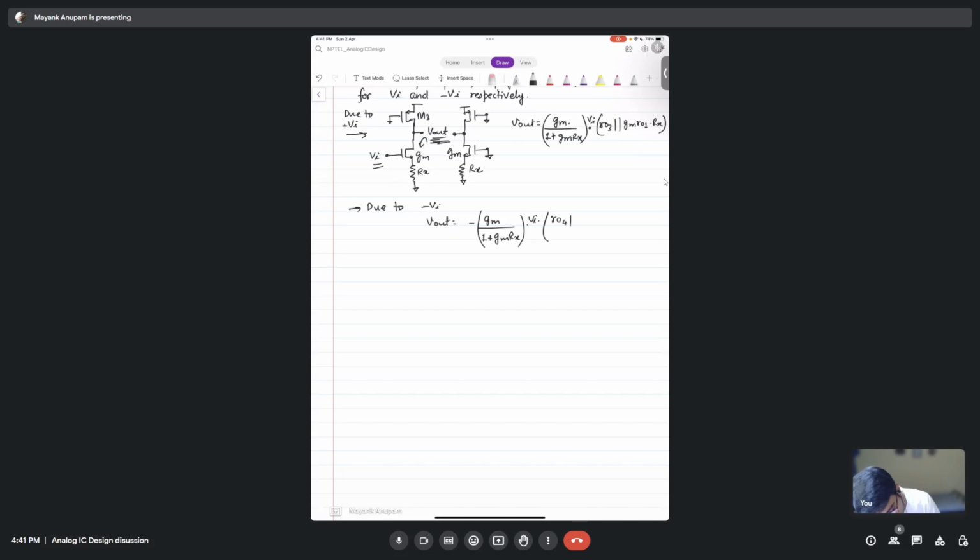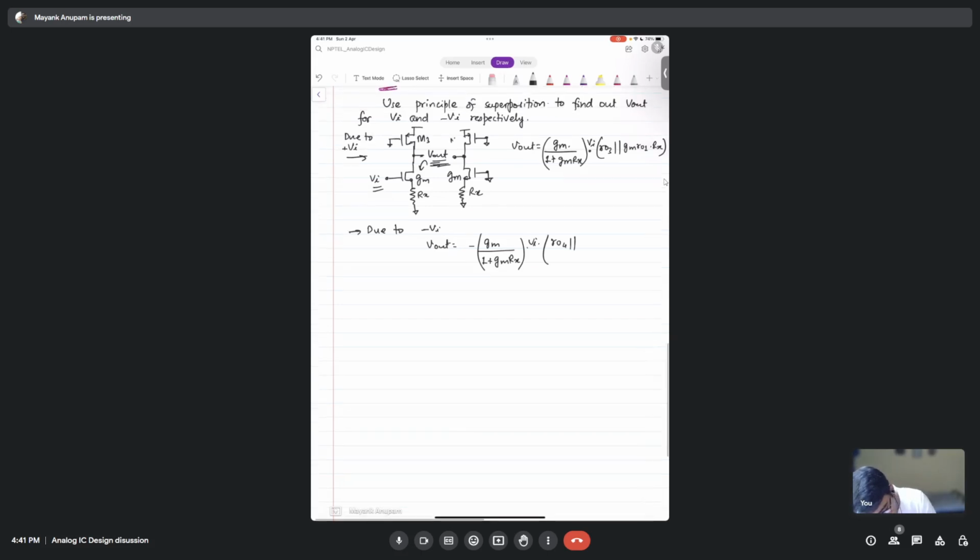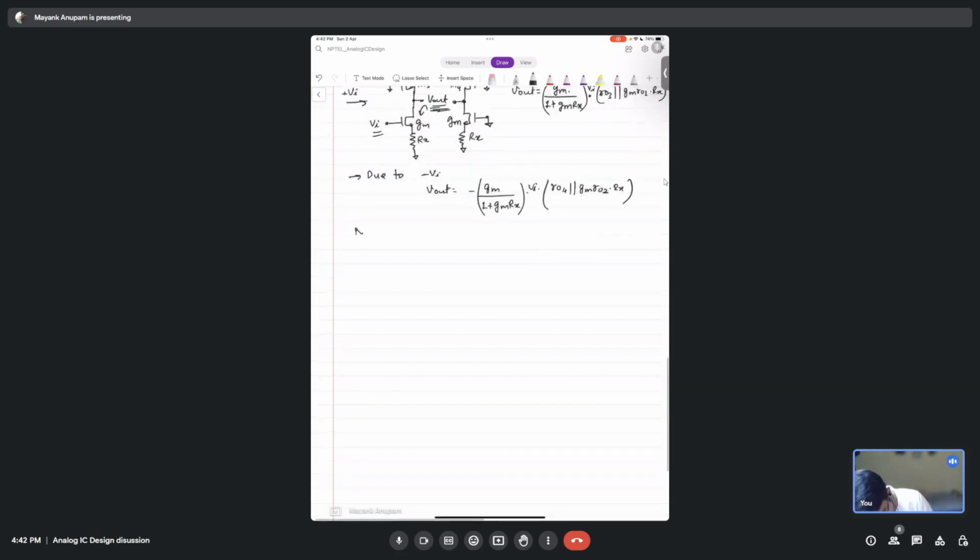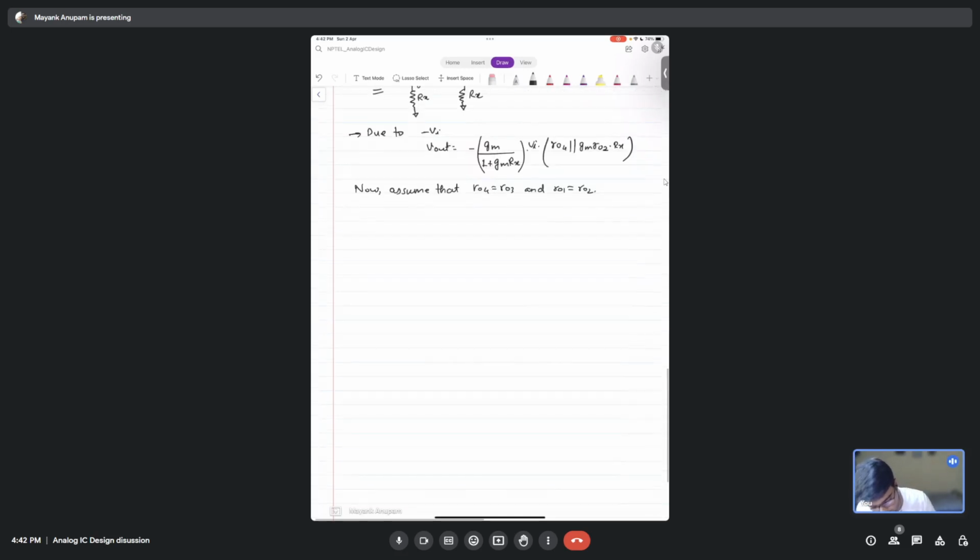Sir, the resistance RO will be changed. It will be RO parallel GM RO times RO2, into Rx, isn't it? Yes, sir. Correct. Now assume that RO4 is equal to RO3 and RO1 equal to RO2. Fine. So what will be the effective V out?